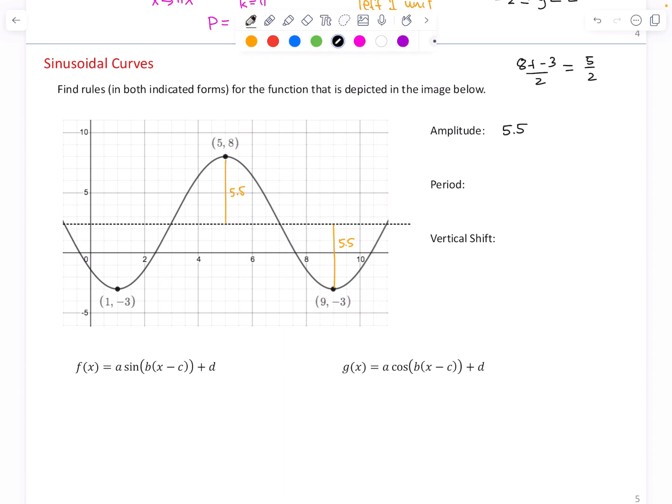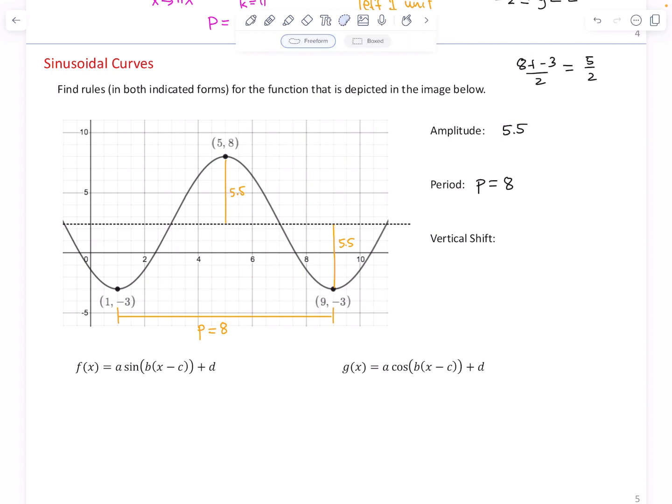One way to find the period easily is to find how long it takes to go from one minimum to the next minimum. So we go from an x-coordinate of 1 to an x-coordinate of 9. Well, 9 minus 1 is 8. This is your period. The only transformation that can move the location of the midline is a vertical shift.